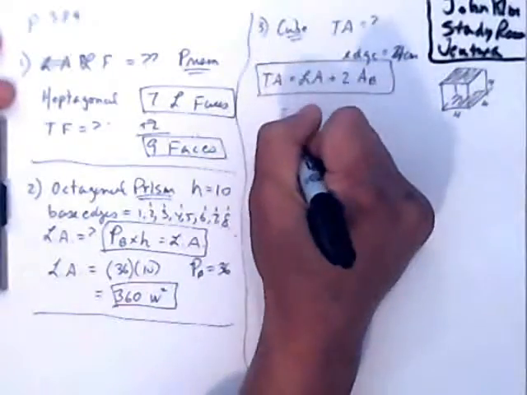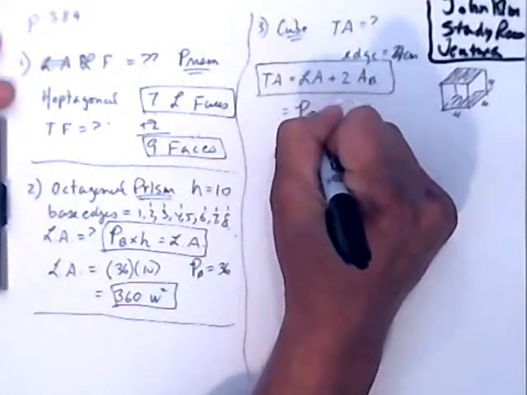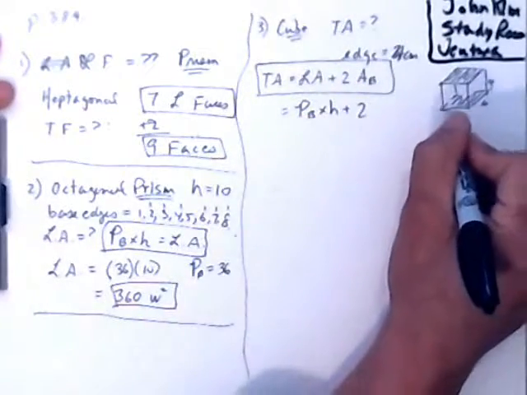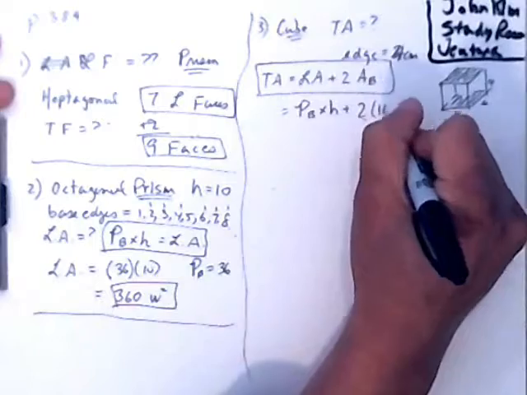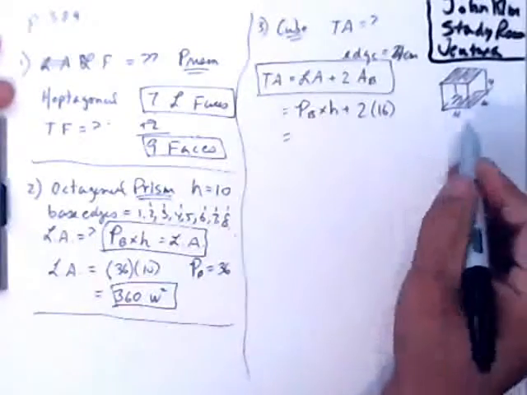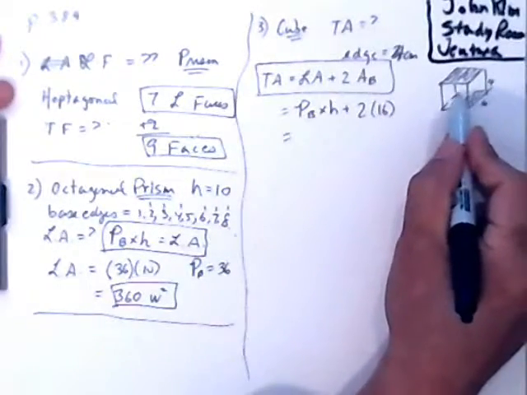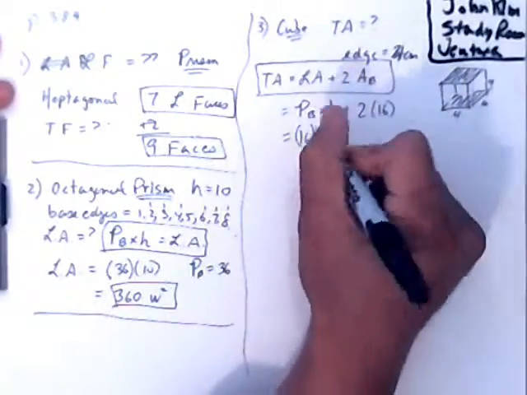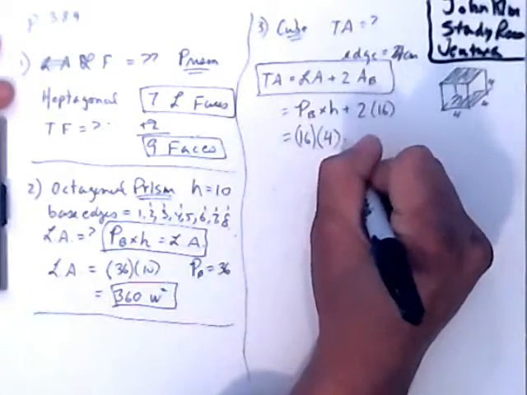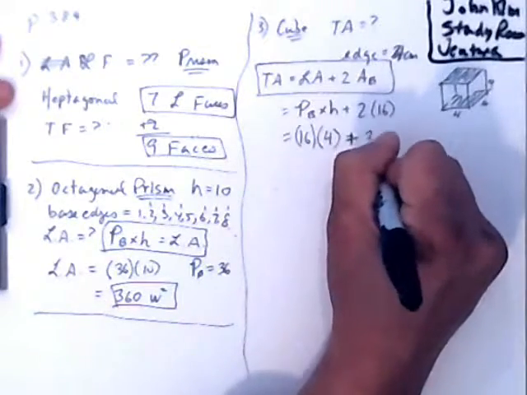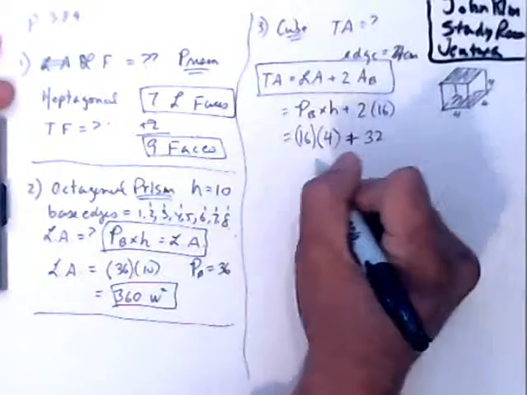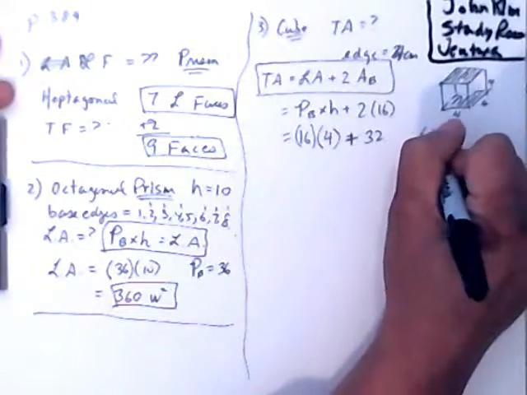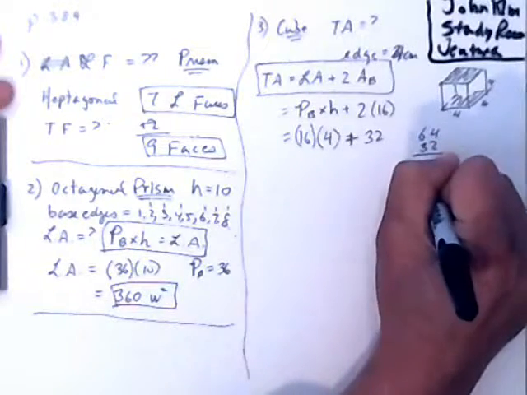So total area is equal to the perimeter of the base times your height plus 2 times the area of the base. 4 times 4 is 16. Perimeter of the base is 4 plus 4 plus 4 plus 4, which is 16, which happens to be the same as the area, times the height, which is 4, plus 32. So 16 times 4 is 64, plus 32 is going to be 96.